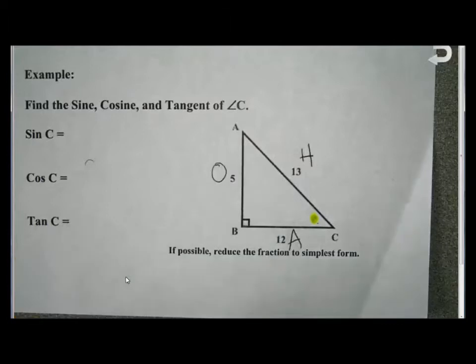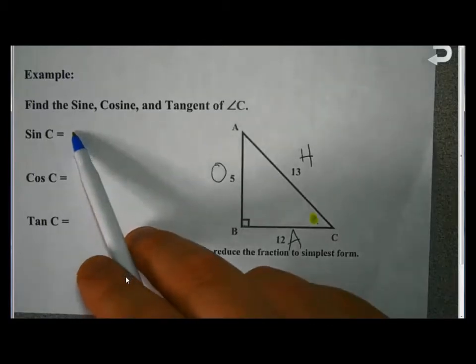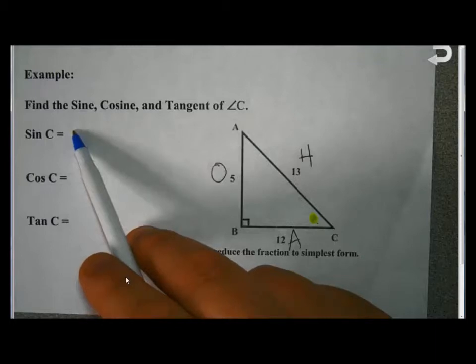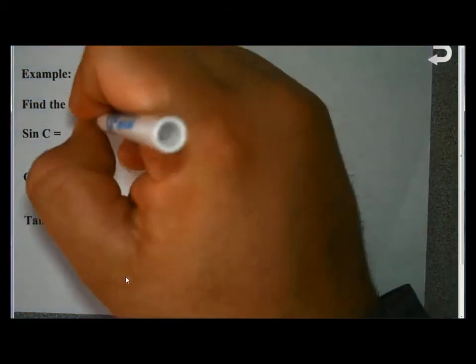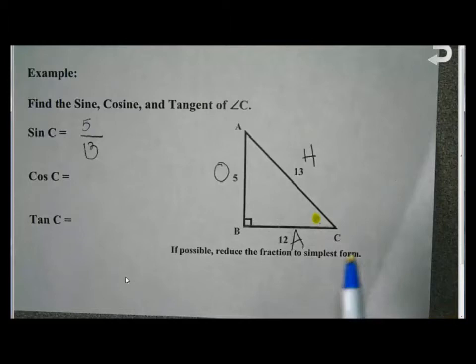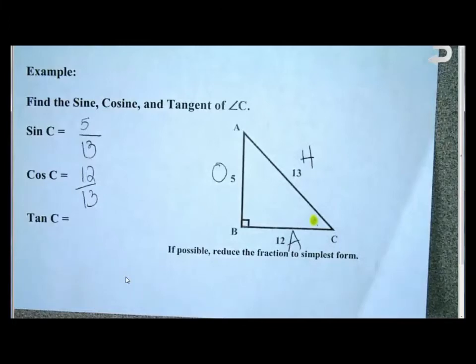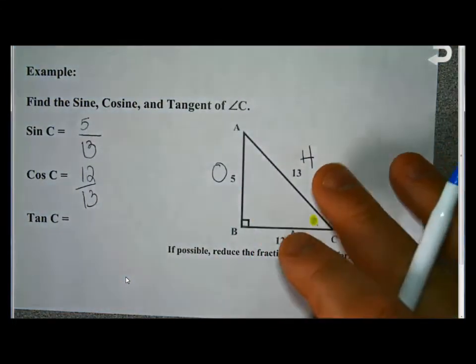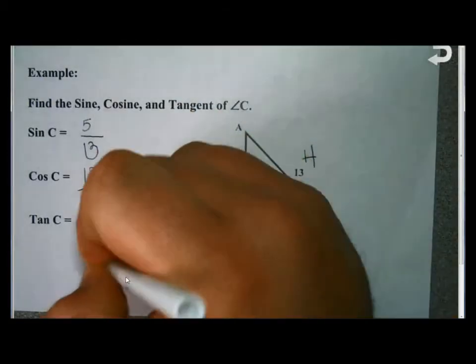So in order to find the sine of angle C, what 2 numbers are we going to divide? Well, let's go back and remember. Sine is what? Opposite over hypotenuse. So what's our fraction? 5 over 13. Cosine is what? Adjacent over hypotenuse, so that is 12 over 13. And then tangent is what? Opposite over adjacent, so that is 5 over 12.